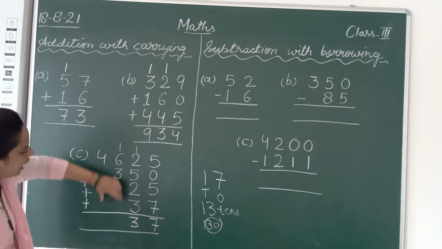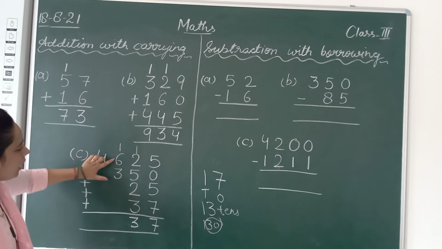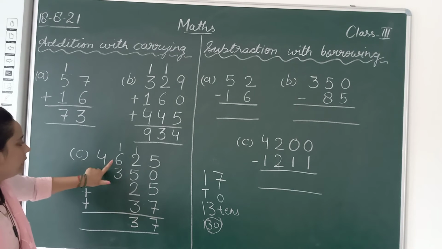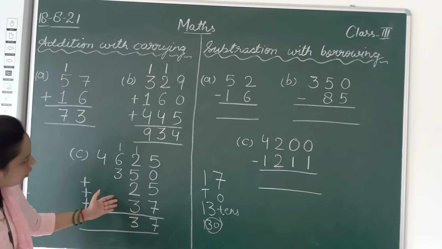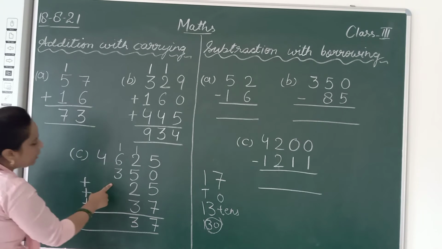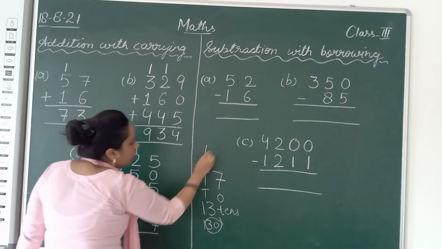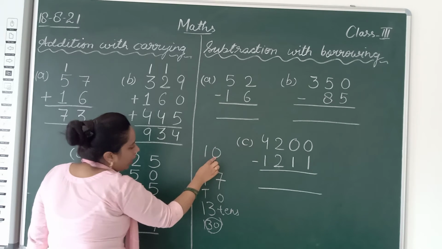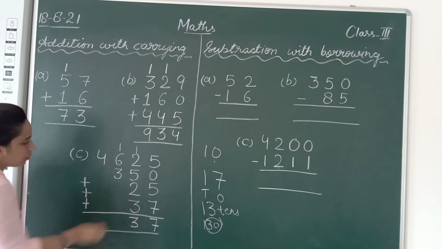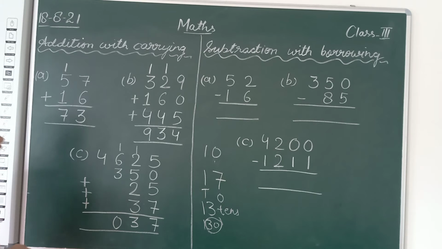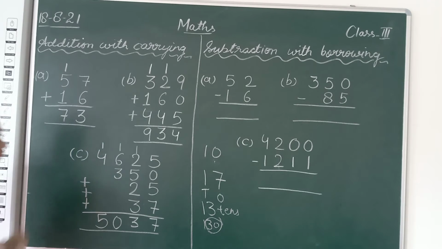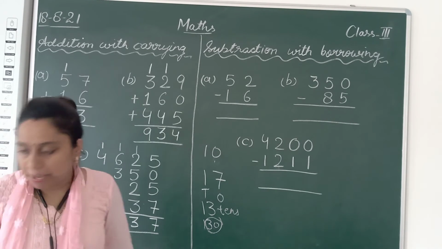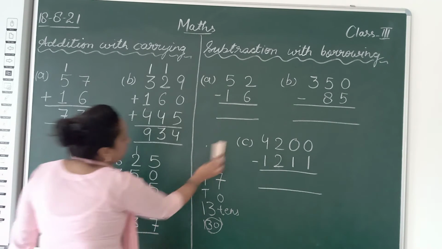Now let's count the hundreds place digits. So 1 plus 6, 7, and 7 plus 3, 10. Now no number is written here, so we will leave it and write 10 here. This 0 is at the ones place and this 1 is at the tens place. So 0 will be written here and 1 will go as carry. Now 1 plus 4 is 5. So the sum is 5037.